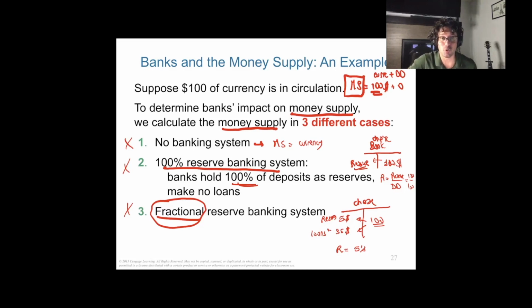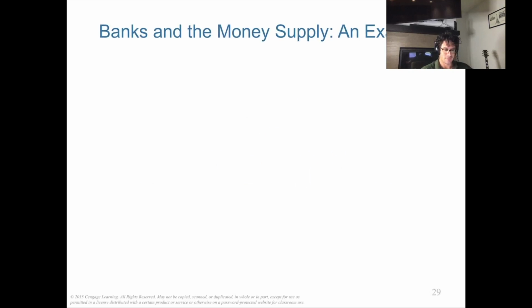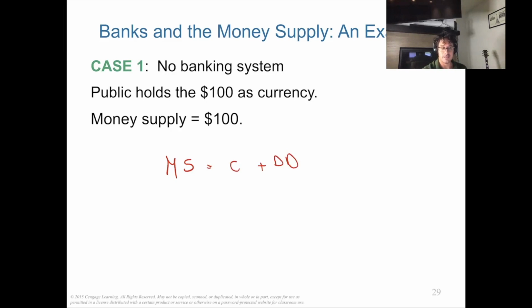Okay, let's get into business. Let us start with the first scenario, when there is no banking system. What is the money supply in this world? Well, if there is no banking system and the public holds $100 of currency, then the money supply is $100 of currency. The intuition is very simple. Money supply is equal to currency plus demand deposits. If there is no banking system, then there are no demand deposits. So the money supply coincides with the fiat money, the $100.